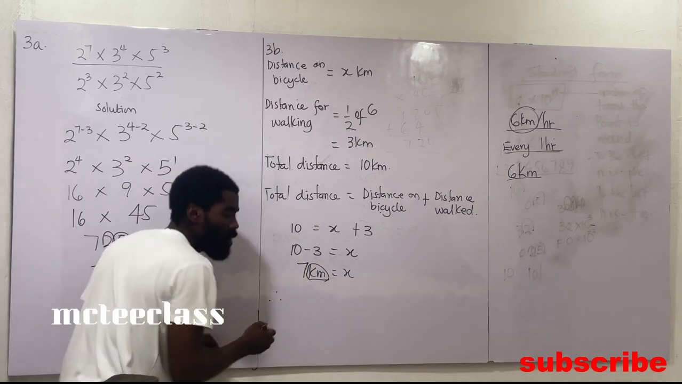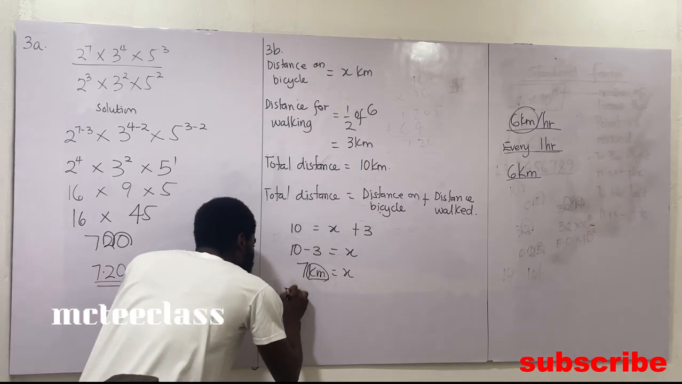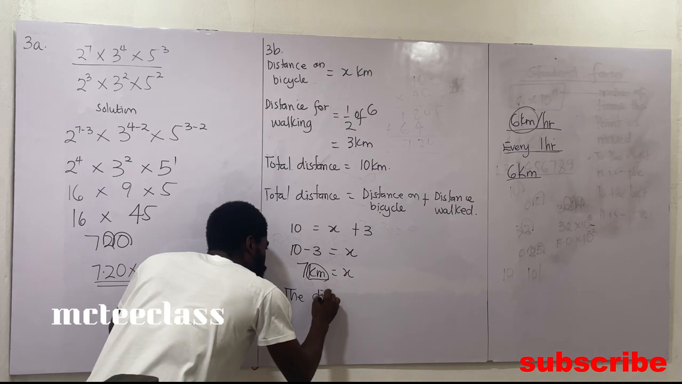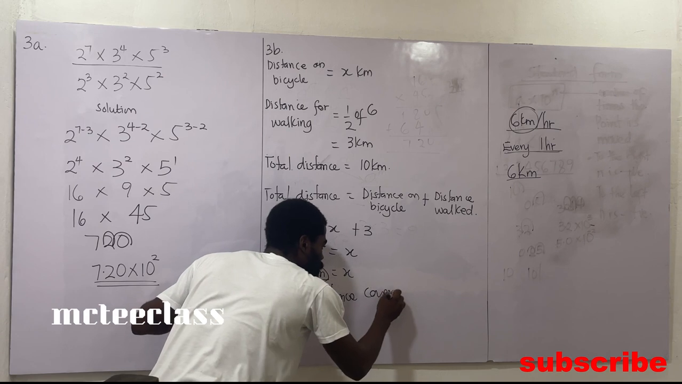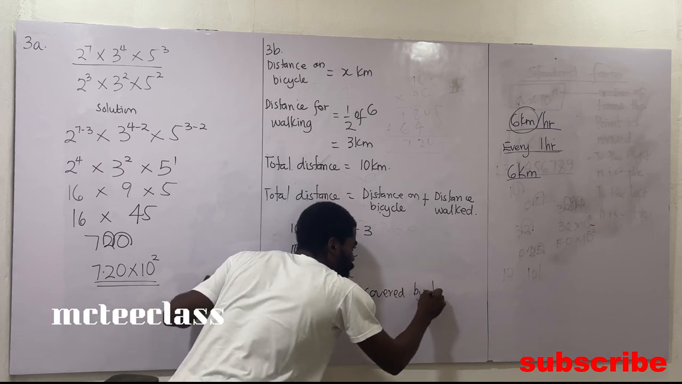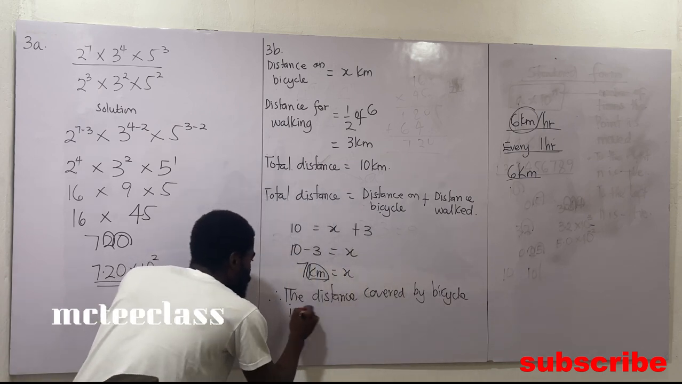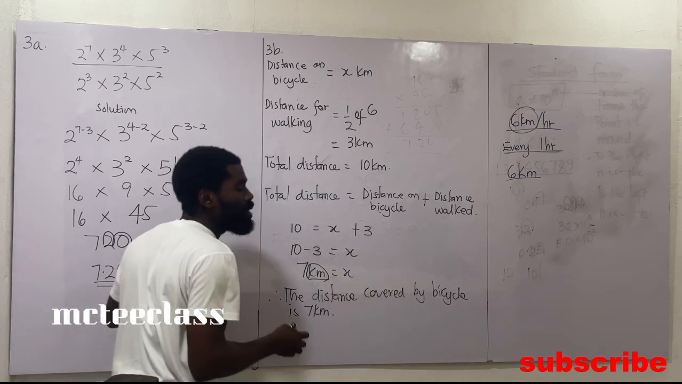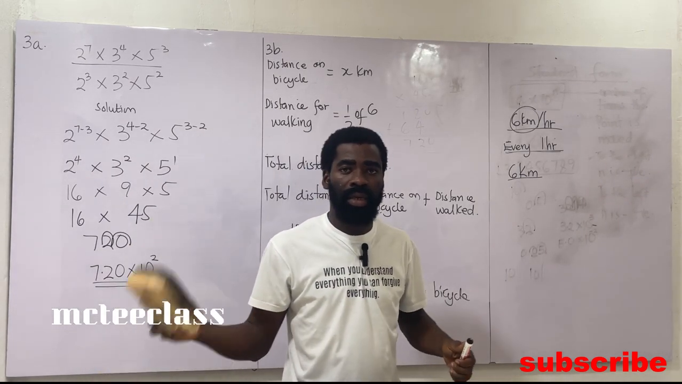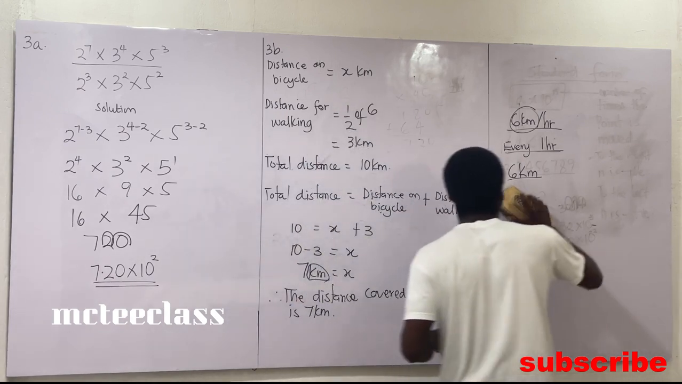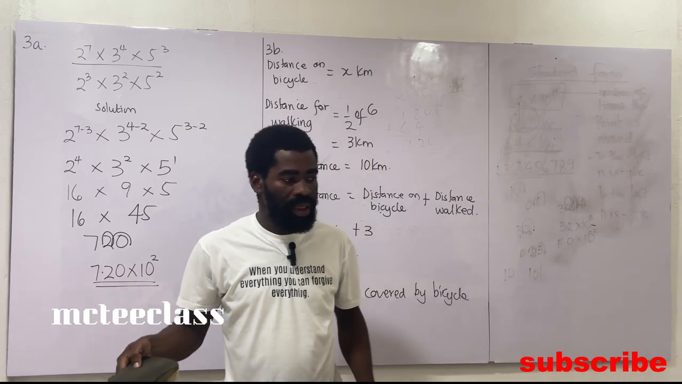So therefore, find the distance X covered by bicycle. Therefore, the distance covered by bicycle is 7 kilometers. Very simple. I'm done with that question as well. Now let's go to question C. Question C, my favorite question.